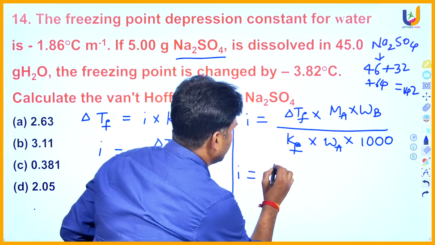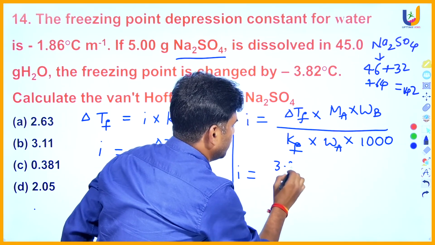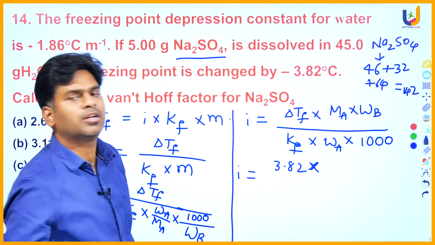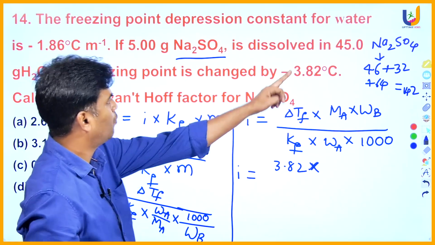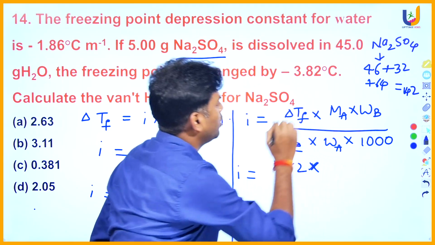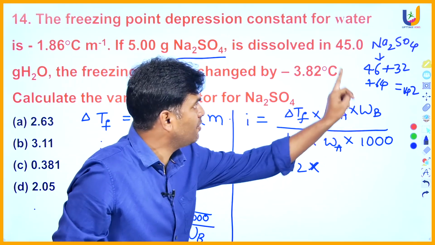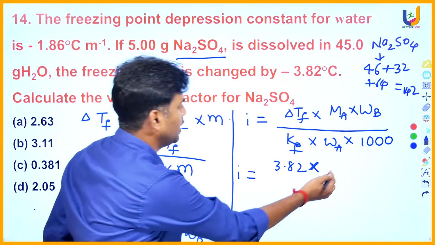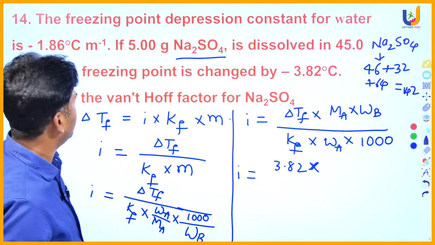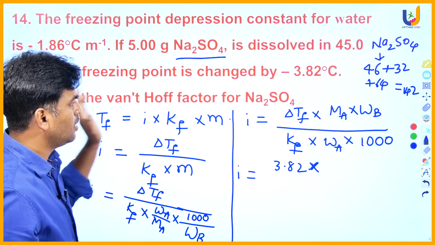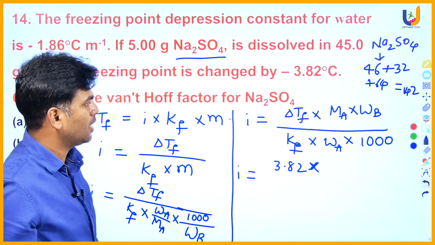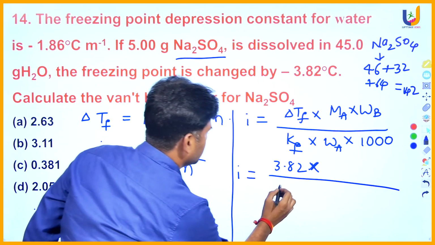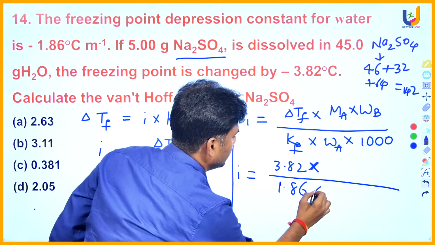Okay, so what is the delta Tf? It is minus 3.82, means 3.82, into molecular weight of solvent 45. Molecular weight of solvent is 45 and the given weight of solute B is 45. What is the gram molecular weight of solvent here? H2O is 18, and delta Tf is 3.82 by Kf. What is the Kf value? Depression in freezing point constant is 1.86.